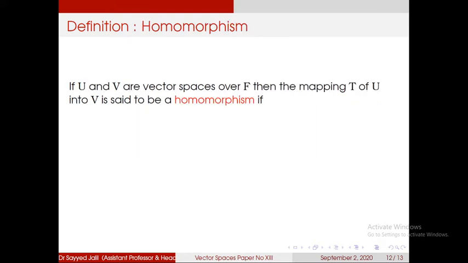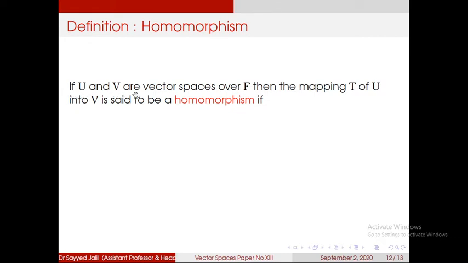Next definition is homomorphism. Like group homomorphism, we know that if G and G star are two groups and phi is a mapping from G to G star, then phi is said to be a homomorphism if phi of AB is equal to phi of A into phi of B in G. Now we have two operations in V, so we'll see how homomorphism is defined.